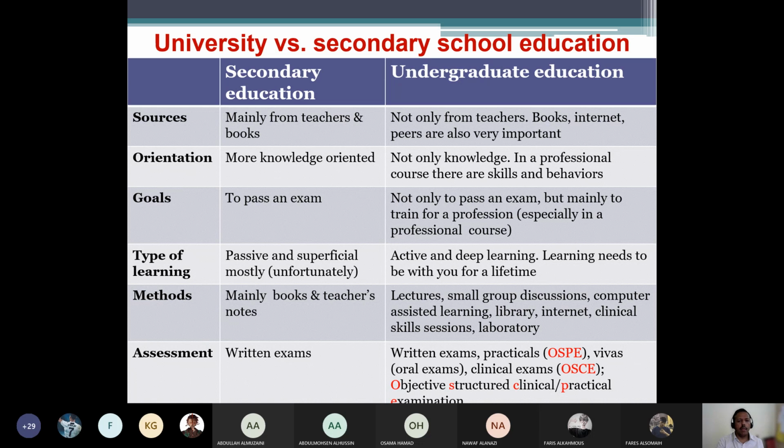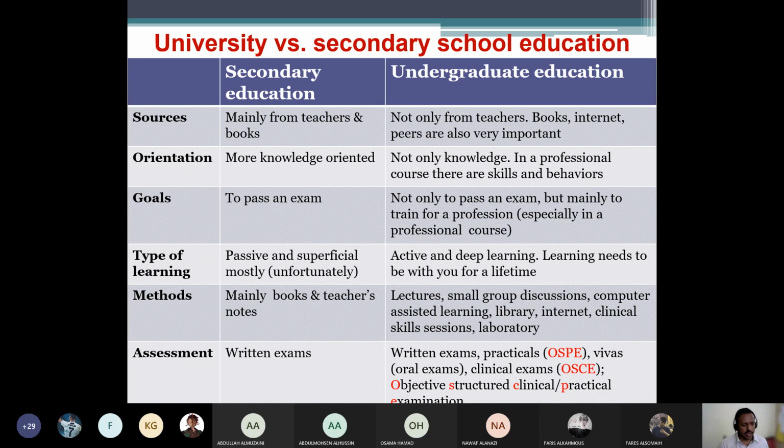Now you are coming in one field like medicine. Some are going for nursing, some are going for pharmacy. So in the university, they are not related to just to pass the exam, but you are entering into a field, a profession now. Type of learning in the school, usually passive and superficial. Passive and superficial. Most of the things you learn may not be applicable directly in your day-to-day life.